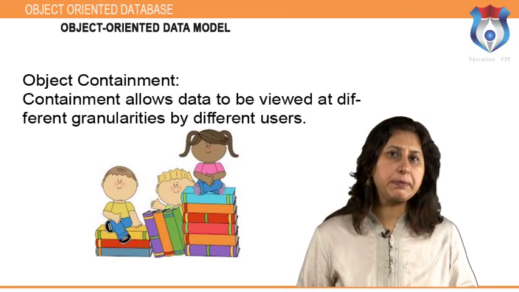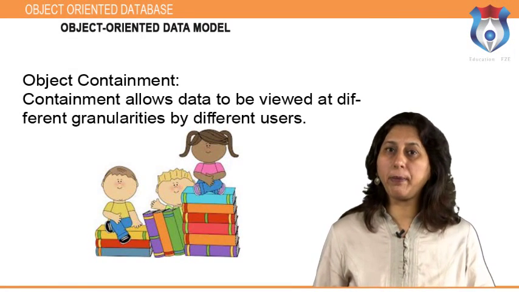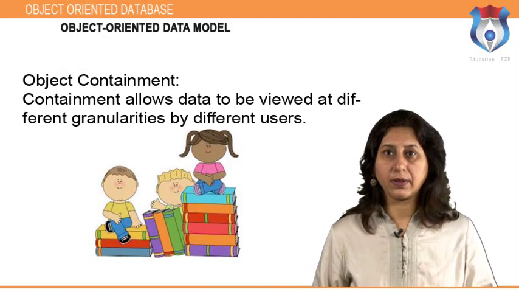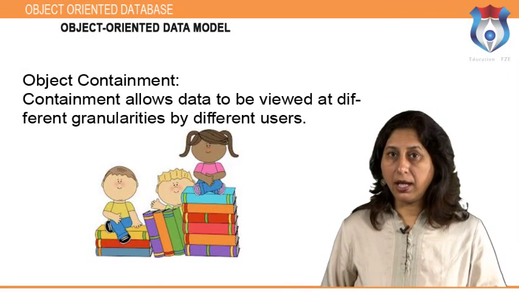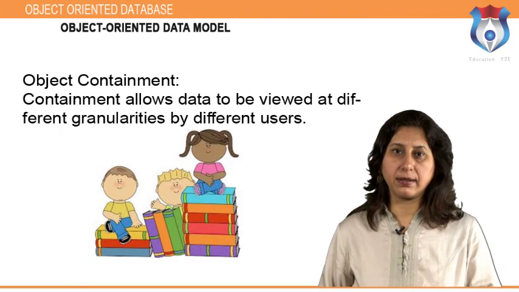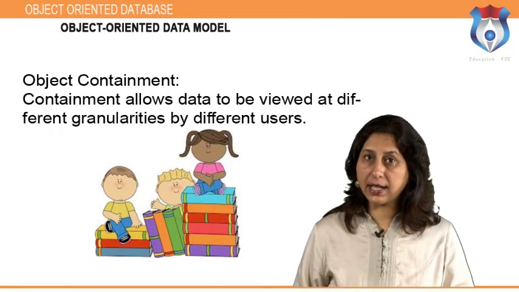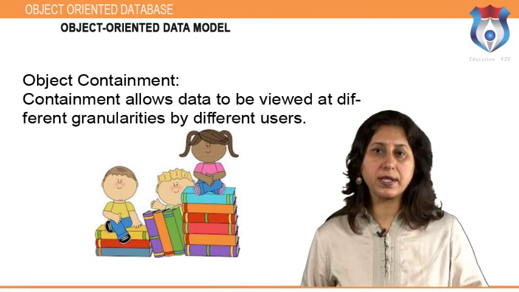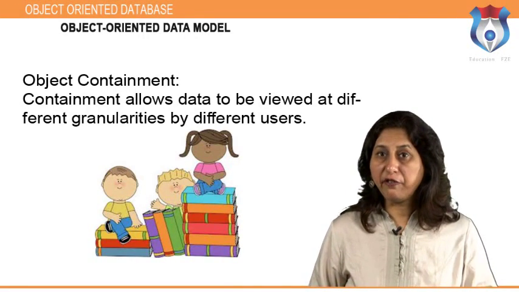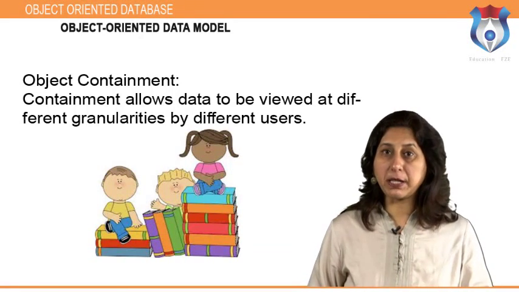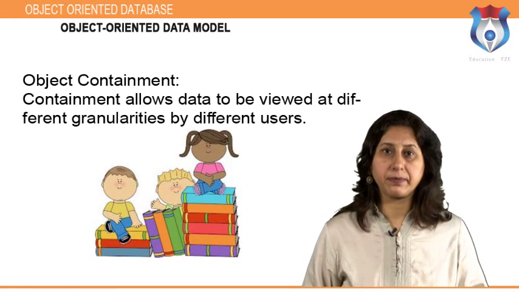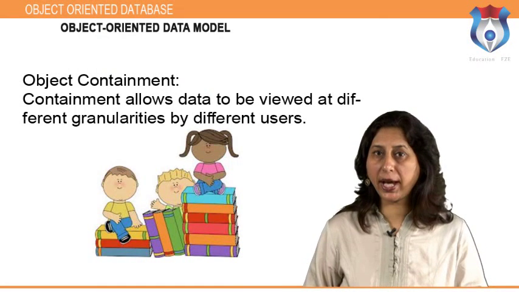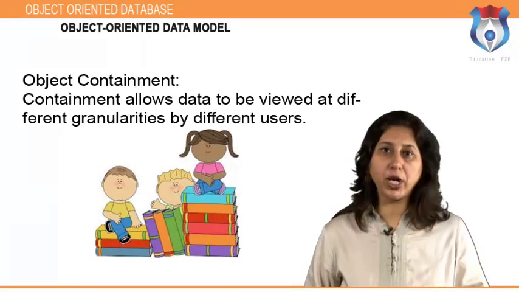Objects that contain other objects are called complex or composite objects. There can be multiple levels of containment forming a containment hierarchy among objects. Example, a bicycle design database. Containment allows data to be viewed at different granularities by different users. Example, wheel by wheel designer but bicycle by a salesperson. The containment hierarchy is used to find all objects contained in a bicycle object.